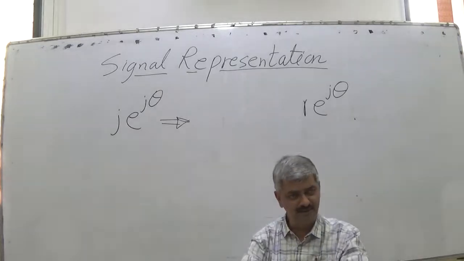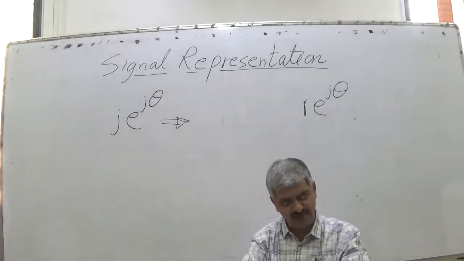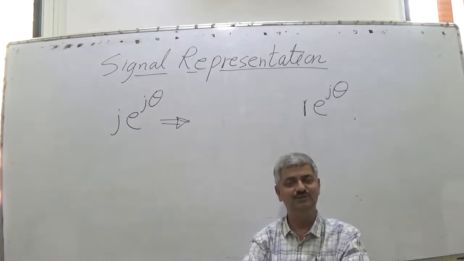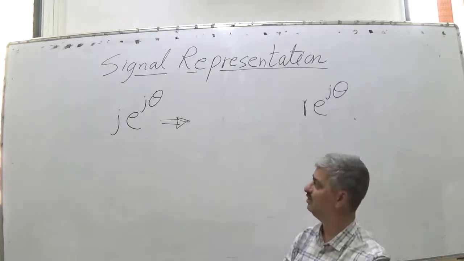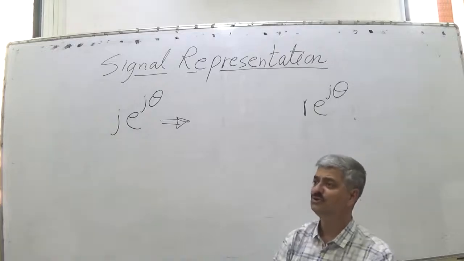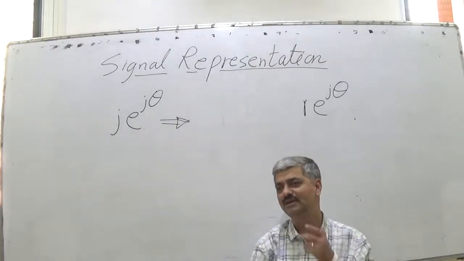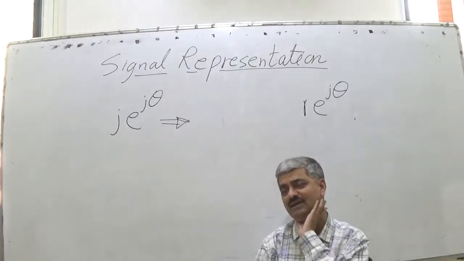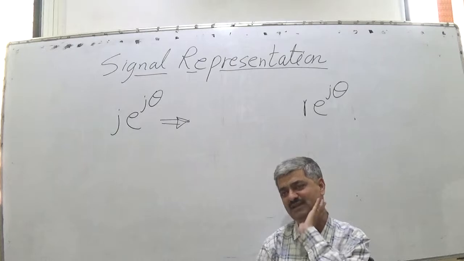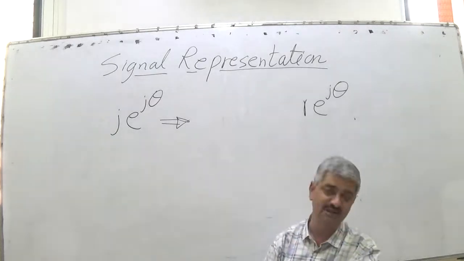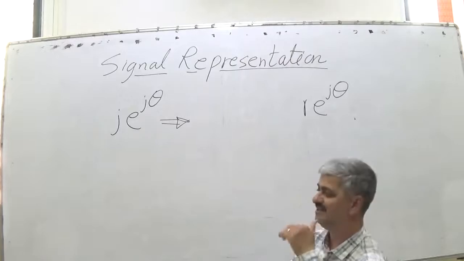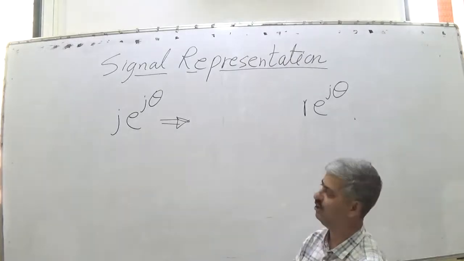So what would be, if we apply the same logic, the constant with which you are multiplying e raised to j theta is the radius of the circle. So it would be a circle of radius j. So what is the difference between a unit circle and a circle of radius j, that question we need to answer. Now in answering this question, we can go by simple logic.